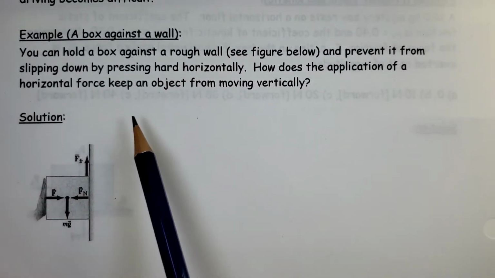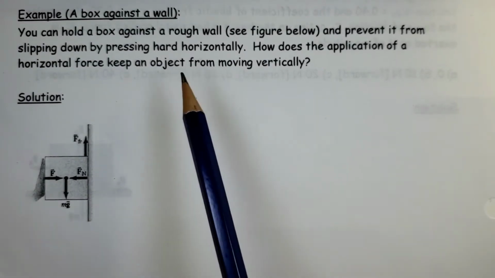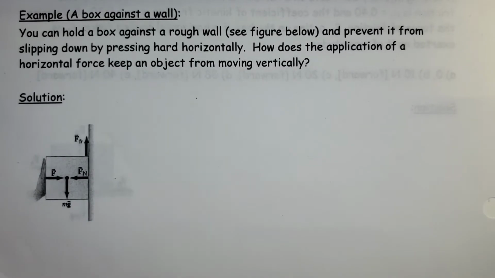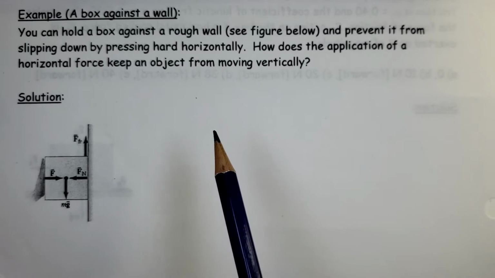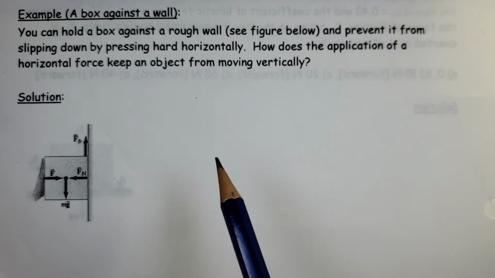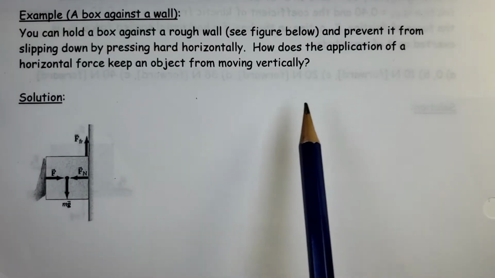Okay, look at this example, a box against a wall. You can hold a box against a rough wall, see figure below, and prevent it from slipping. So if you're entering your house, you have a big heavy box, you don't want to put it down. You may realize that if you hold it up against the wall, you can unlock the door, etc. to come in. So how does that work?